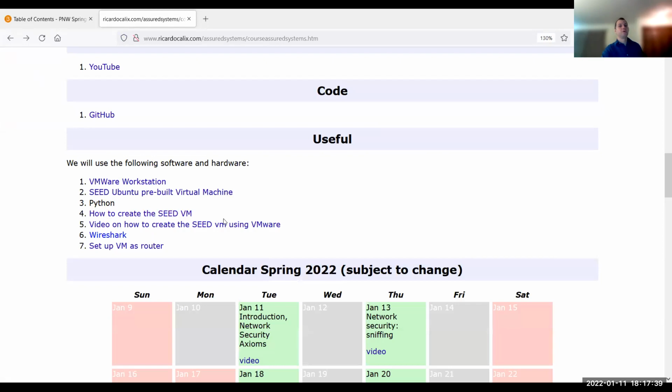I have another link for VirtualBox. I guess I need to update that. Here's a video on how to create the SEED VM using VMware. Wireshark, we will, of course, as I said, if we're sniffing or spoofing packets, we need to be able to look at them. So we'll look at a lot of tools. We will actually be using, for a lot of the problems, just scripting. We'll be using Python and some Python libraries that will allow us to both capture packets and also spoof packets. So we'll take a look at that.